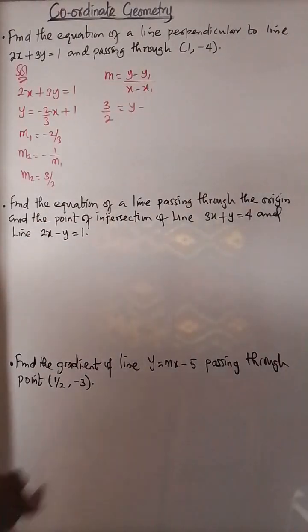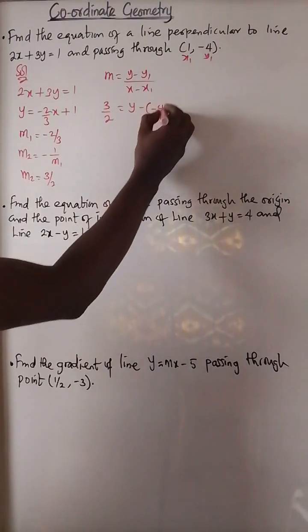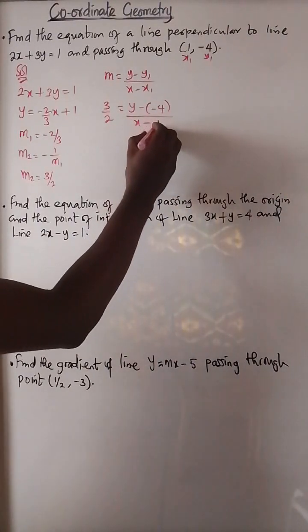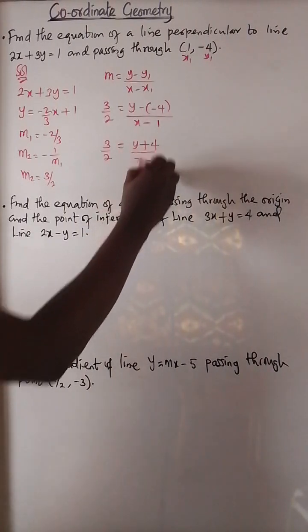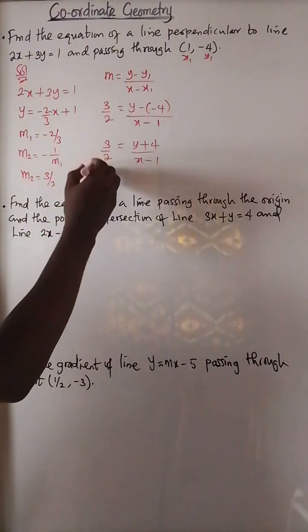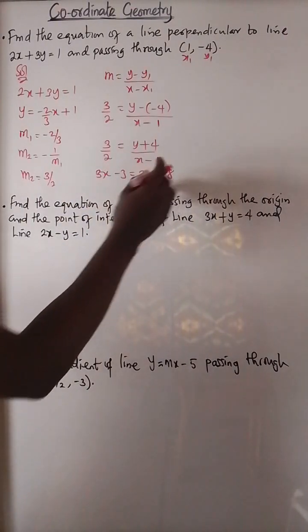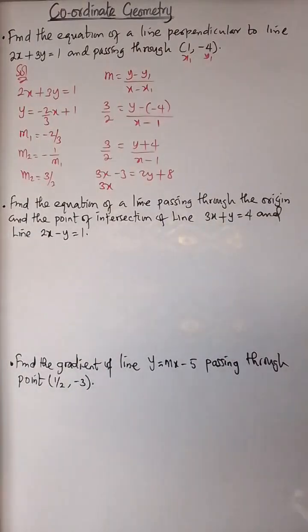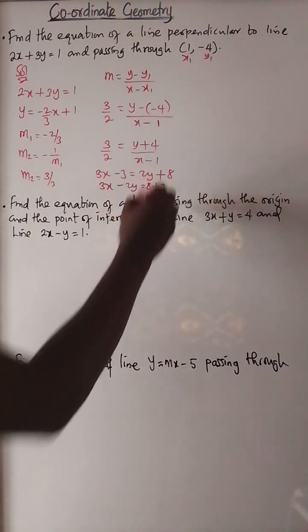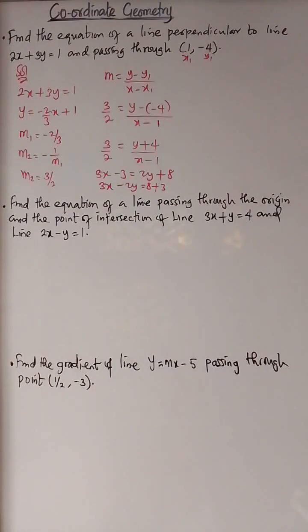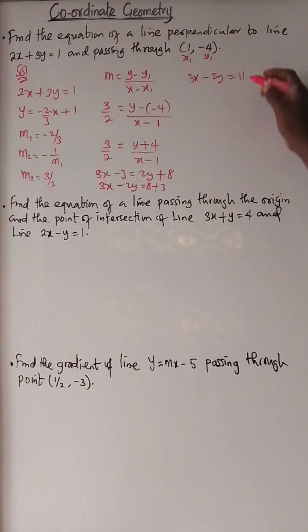Then y minus, what is y1? Y this x1, y1. That is minus 4 divided by x minus 1. So this is 3 over 2 into y plus 4, x minus 1. By the time we cross multiply, we are going to have 3x minus 3 equals 2y plus 8. So let's bring this one here. So we have 3x minus 2y equals 8 plus 3. Hence, the equation can be written as 3x minus 2y equals 11.